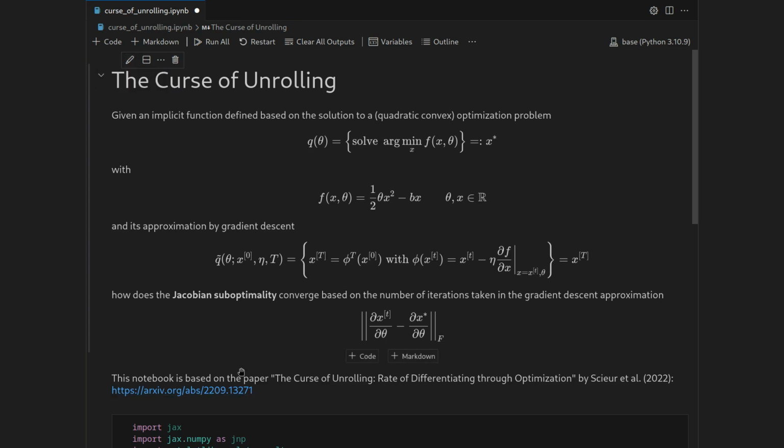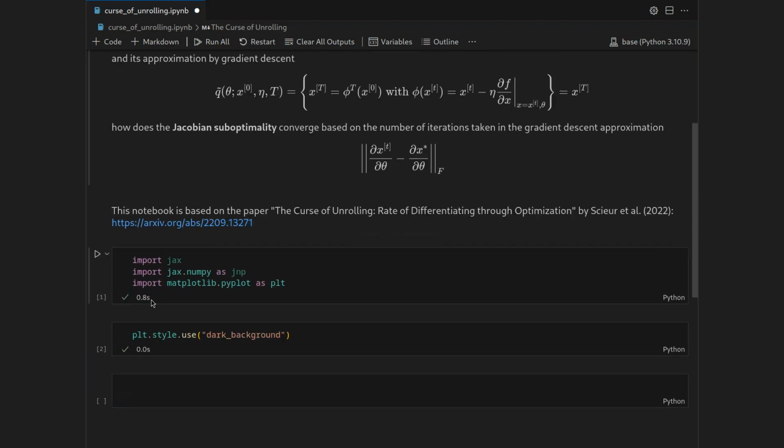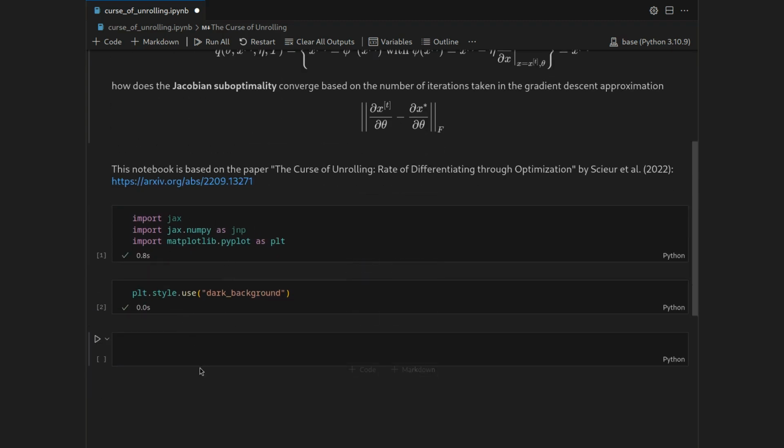This notebook is inspired by a paper from NeurIPS 2022 titled The Curse of Unrolling: Rate of Differentiation Through Optimization. I like this paper a lot. Of course, in their paper, they discuss way more things than this very simple example that I'm going to show you here. For instance, they also discuss algorithms that have better properties in overcoming the curse of unrolling and more theoretical guarantees, but I hope this notebook will at least give you a good intuition. So let's get started with the coding part. Let me go down. I already imported JAX and Matplotlib and set the plotting style to a dark background.